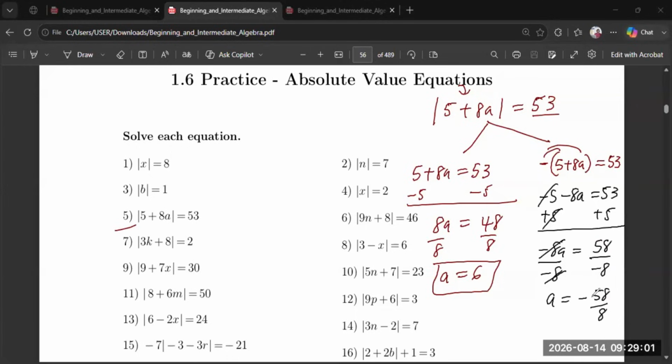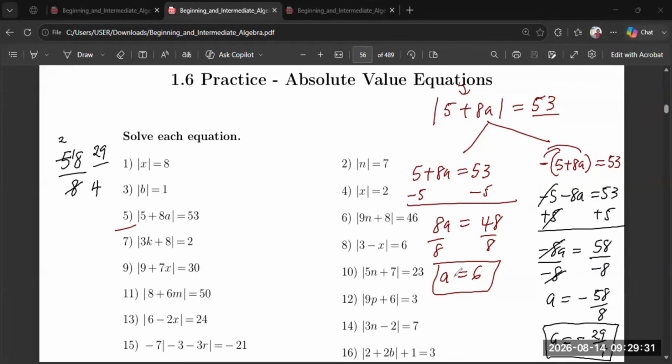But can we still reduce this to the lowest term? I think we can still do that. Of course, I know 2 can divide. If 2 divides 8, I'll be having 4. And 58 divided by 2 is 29. So this is like 29 over 4. So a is going to be negative 29 over 4. Okay? Now, these are the values of a.